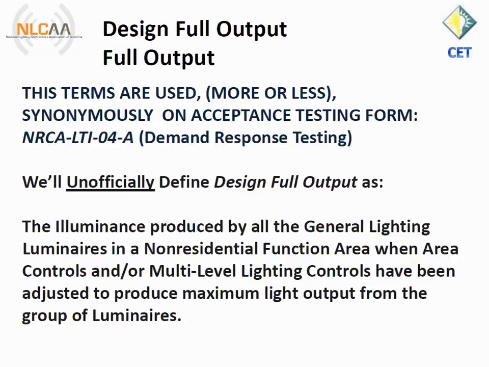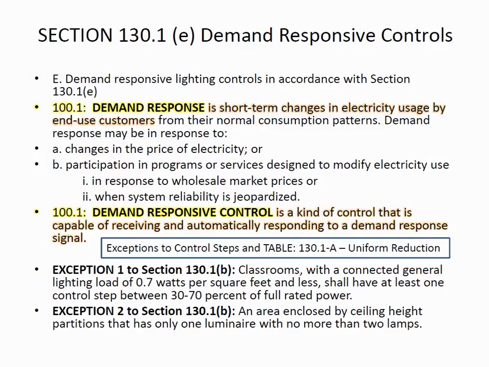Design full output, you're going to find this on the acceptance testing form. This one makes more sense for demand response. It's what you can get out of luminaires in an area when you turn all the area controls up for that area. Okay, the lighting is designed to go that high and no higher in that area. So we're going to assume that when they talk about full output for the demand response requirement, that's what they're talking about.